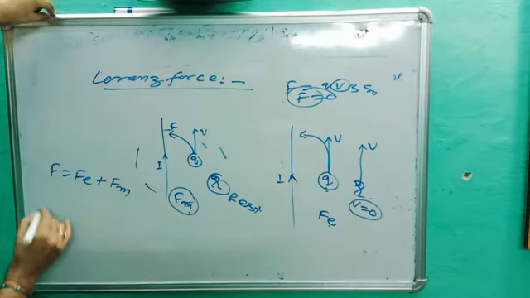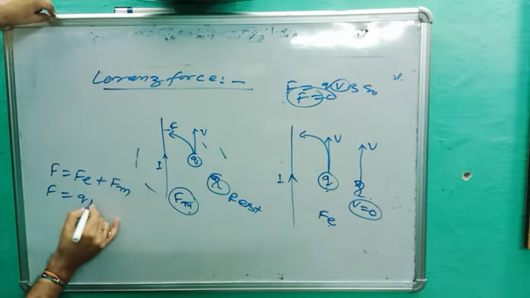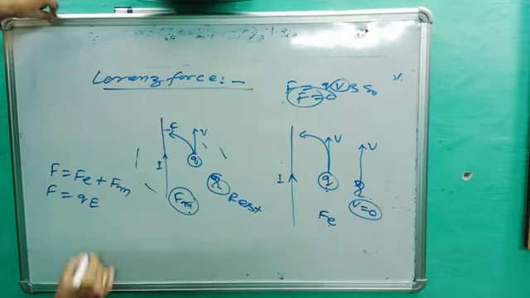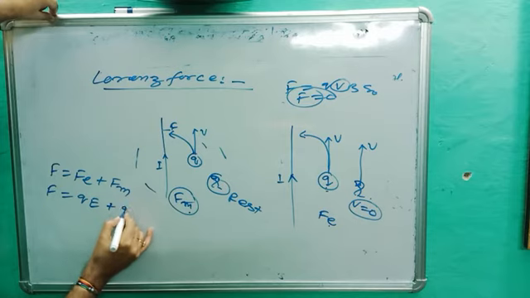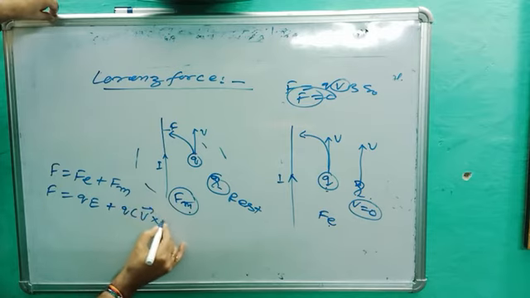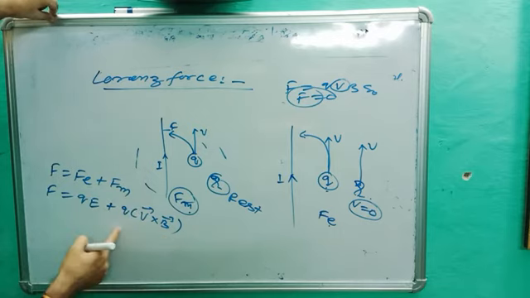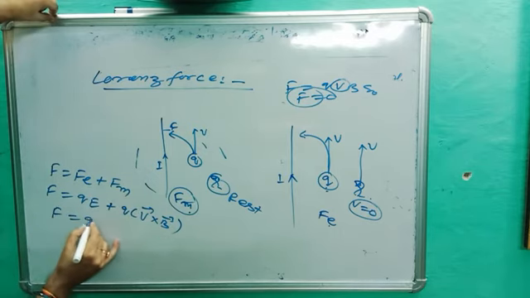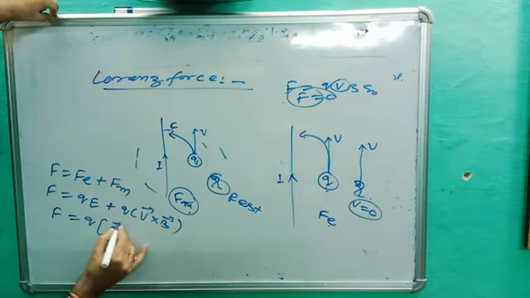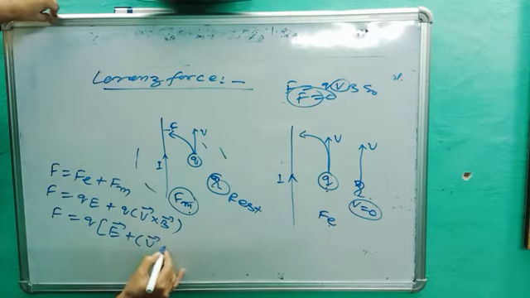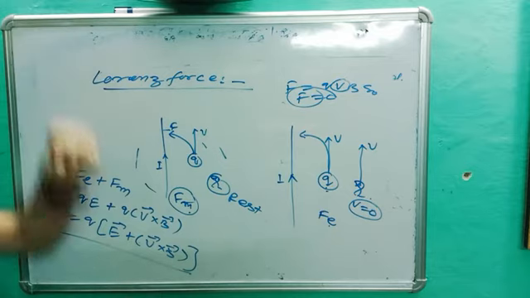Are you getting the point? So what do we get here? F is equal to, you better know the value of Fe, QE plus Fm, which I just taught is Q times V vector cross B vector. This is the electrostatic force and this is the magnetic force. Q is common, so we get F is equal to Q times E vector plus V vector cross B vector, and this is called the Lorentz force.